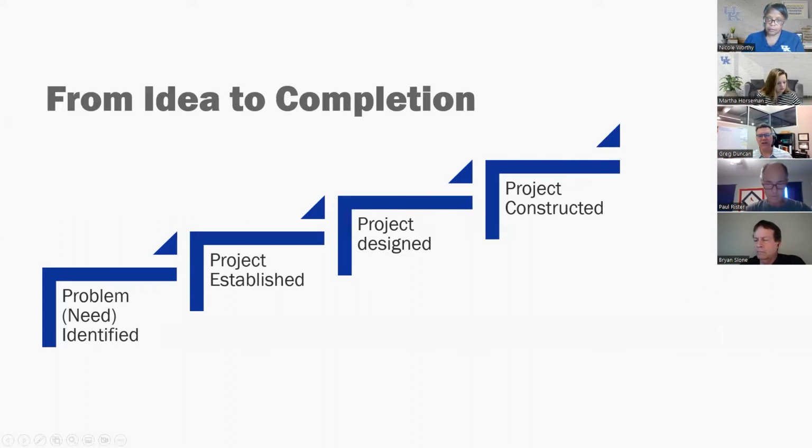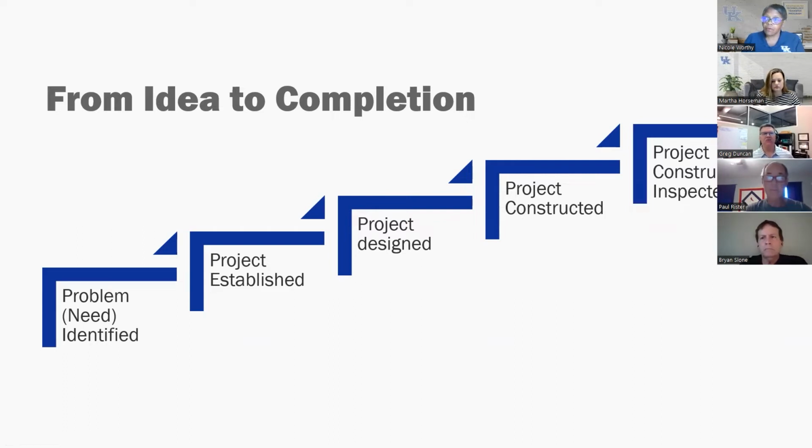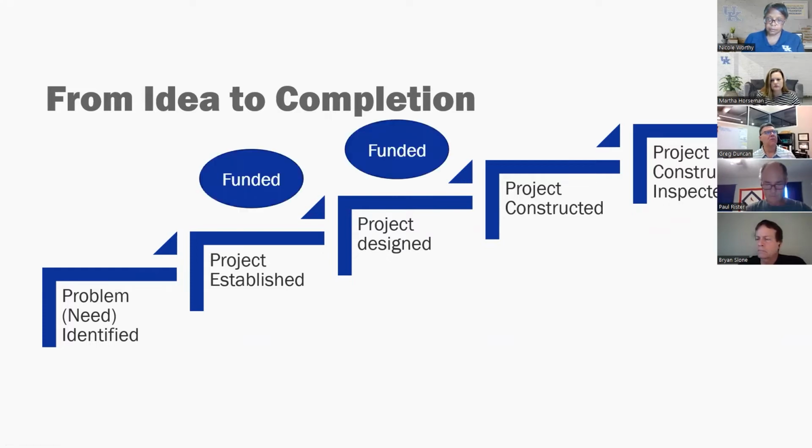This process can take typically several years for a large grade and drain highway widening project to go from need identification through construction. And once that construction project is let to contract and a contractor selected, then we begin to inspect that construction work to assure that it is built according to what our parameters are.